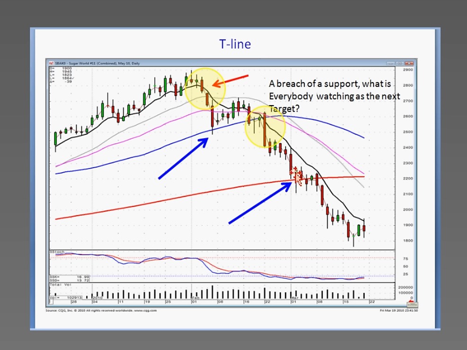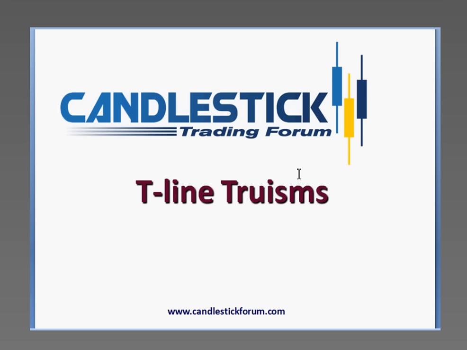What do we want to see the next day after a hammer signal? Bullish trading. Well, it wasn't there. That told us probably the 200 was not going to act as support. We're down here. Now we're waiting to see if they can close it above the T-line. So again, the T-line has truisms also.